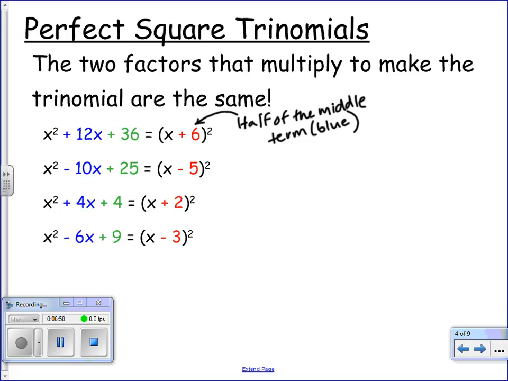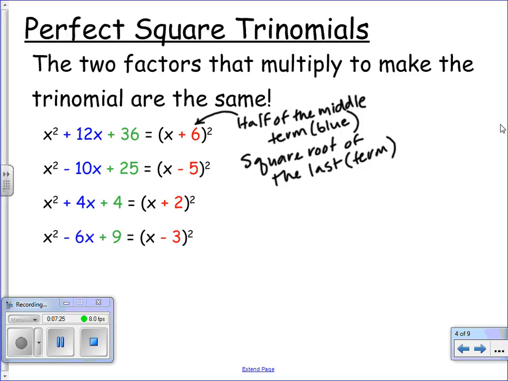Yeah. So not only is this number half of the middle term, it's also the square root of the last term. So that's an important pattern as well. But I could pick either term. I could pick the blue term and just take half of it, and I'll know what goes in that group of parentheses. I could also take that last term and square root it, and it's the same number that goes in parentheses.